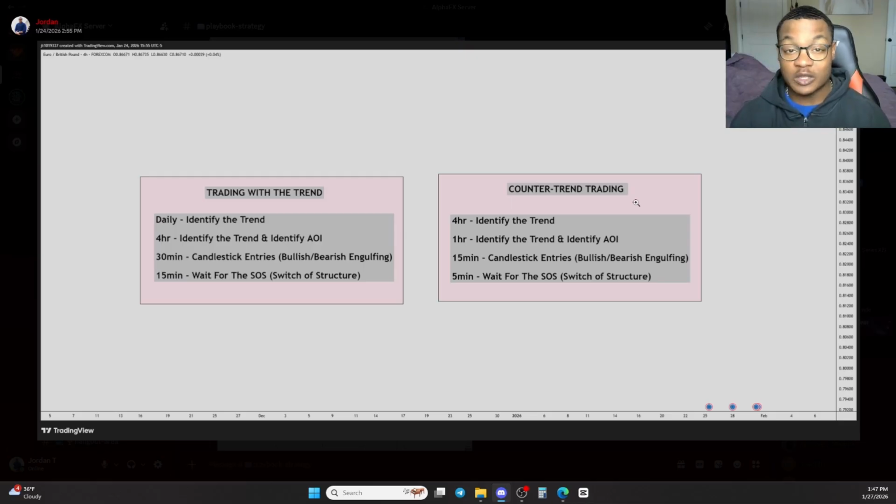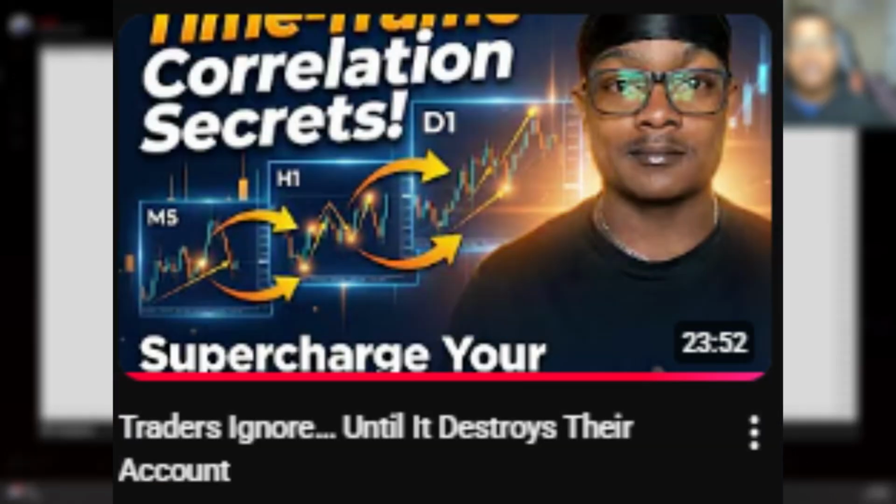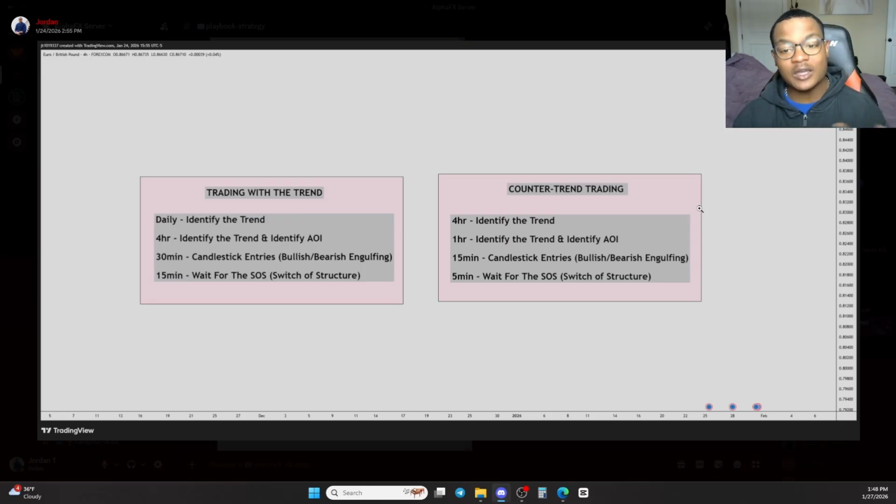This is where time frame correlation comes in. Don't get me wrong, you still need time frame correlation when trading with the trend, but with counter trend trading, you really need to have that understanding of what time frame correlation is. And if you don't know what time frame correlation is, you're in luck. I made a video talking about time frame correlation right here. If you want to check that out, please go back and watch this video. You will have so much more insight into how to implement each given time frame to better your trading. It is so simple. It's like counting to 2. 1, 2. If you don't believe me, go watch it. That's all I gotta say.